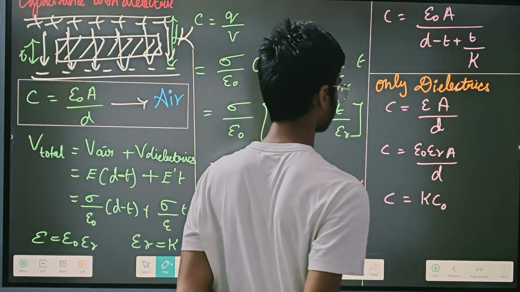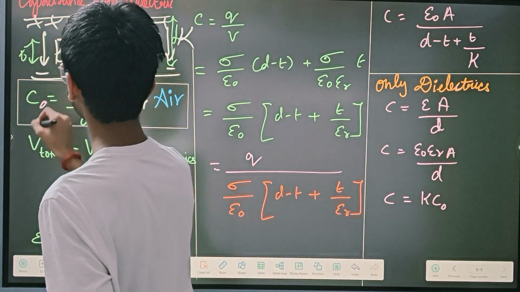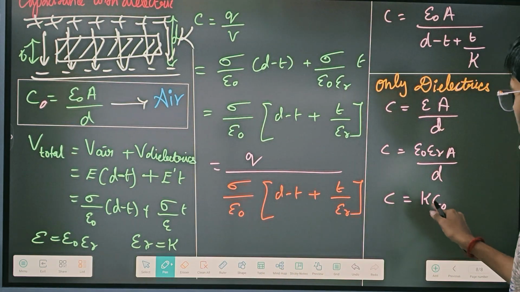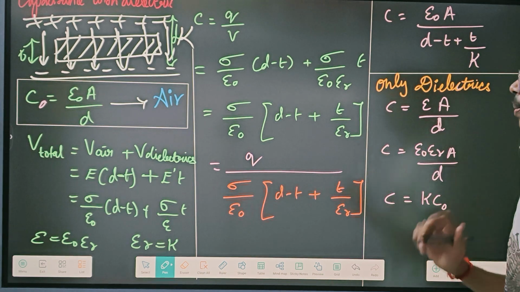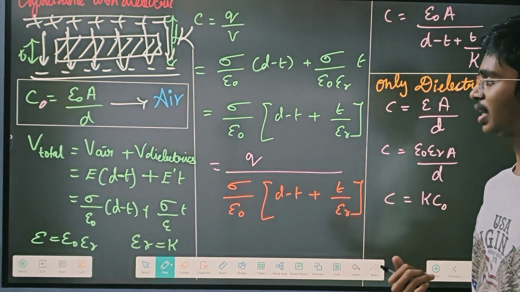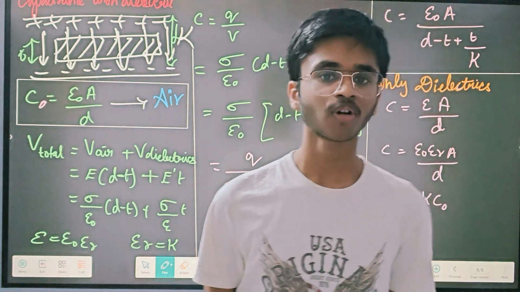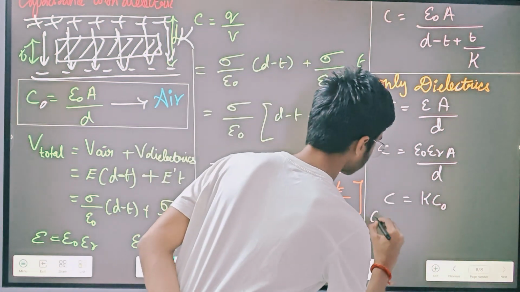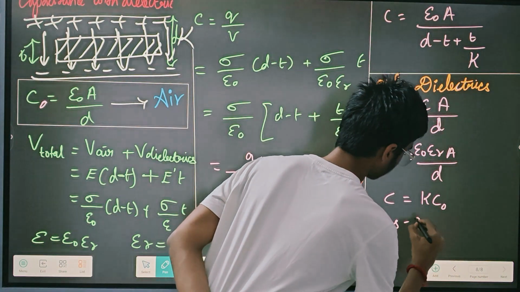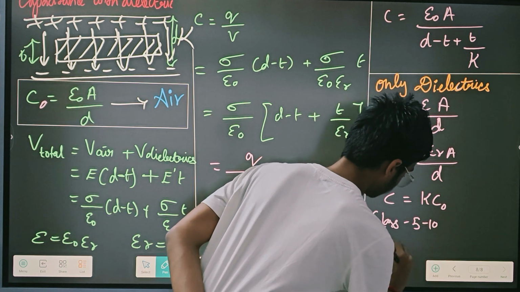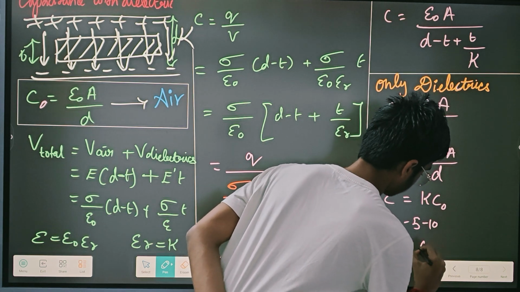Okay, C naught is what? Here this capacitance can be said as C naught. So that means you can just multiply the K value with this capacitance. K value is different for every material. For glass, it is from 5 to 10. For metals, it is infinite.